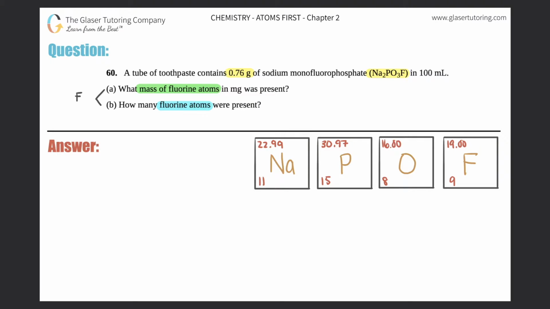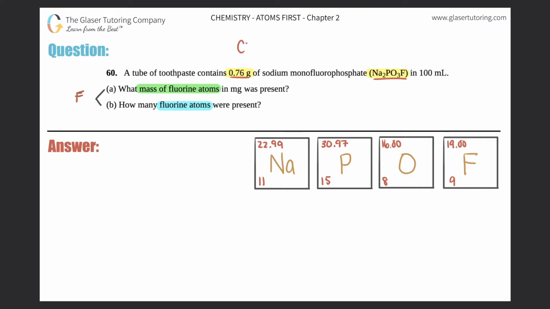But there's a problem here, right? What did they give us? They gave us a mass, 0.76 grams of a compound, Na2PO3F. So how am I going to go from a compound to just an individual element, right? We have to convert, obviously, but how do we do that? Well, you guys should know, but if you don't, that's fine.